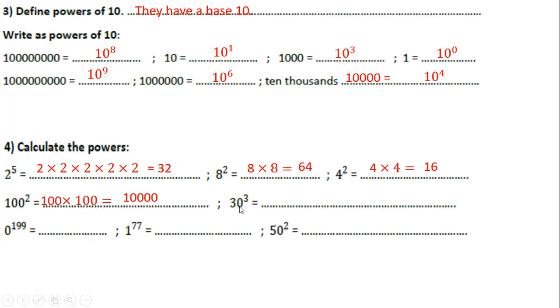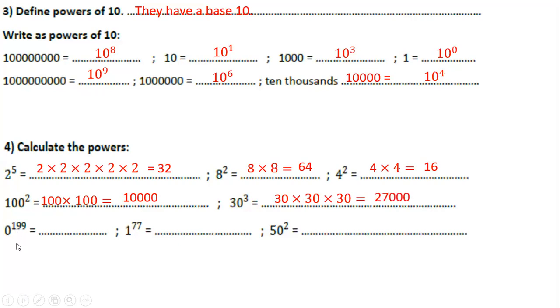Yes, Miss. 30 cubed. Write it as a repeated multiplication sentence. 30 times 30, we write it 3 times. Yes, 30 times 30 times 30. We multiply 3 times 3 is 9, times 3 is 27. And how many zeros do we have? 3. So 27 and 3 zeros.